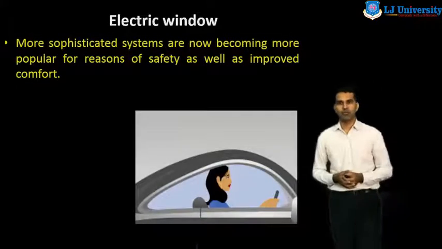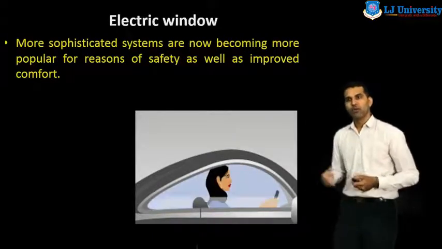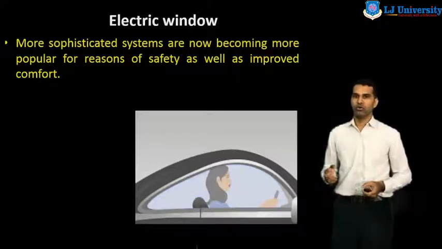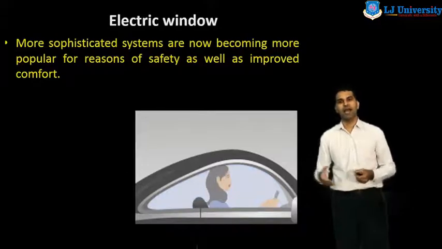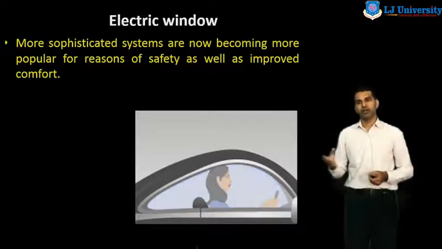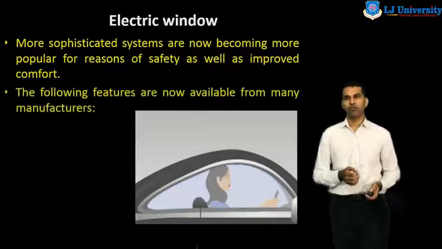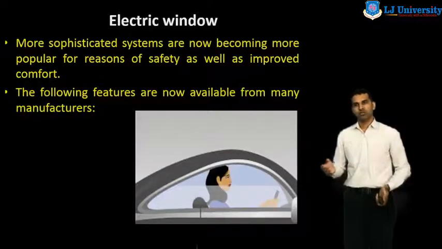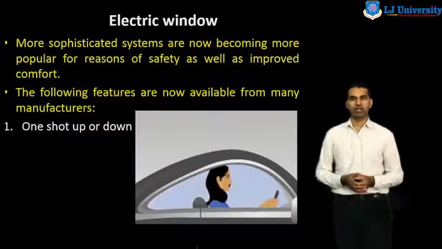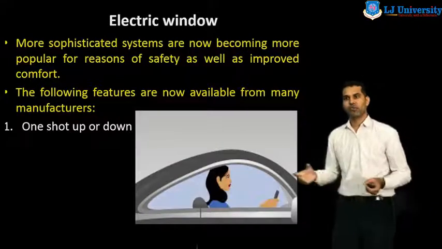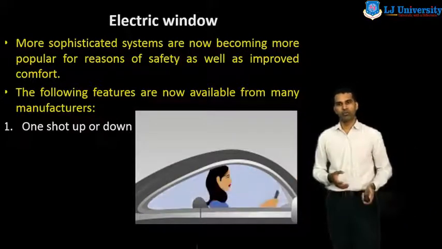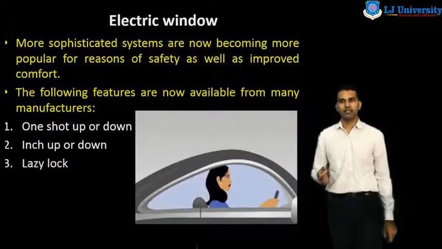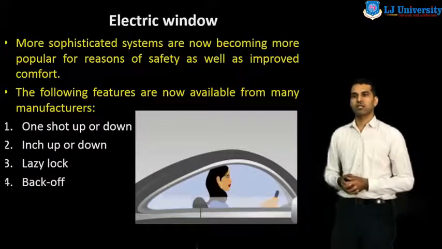More sophisticated systems are now becoming more popular for reasons of safety as well as improved comfort. So due to these two reasons, safety and comfort, this type of system is available. The following features are now available from many manufacturers. Here are the different features of the electronic window, or we can say the power window. First is the one shot up or down. Second is the inch up or down. Third is the lazy lock system. Fourth is the back off.